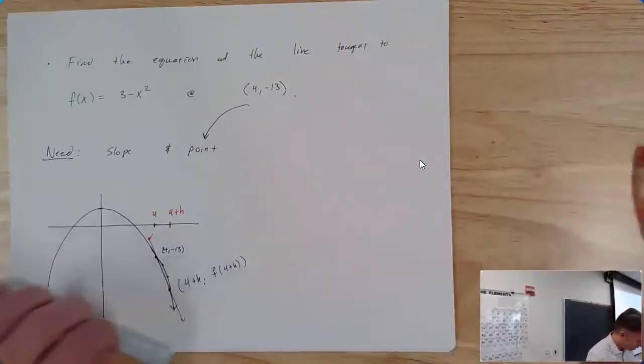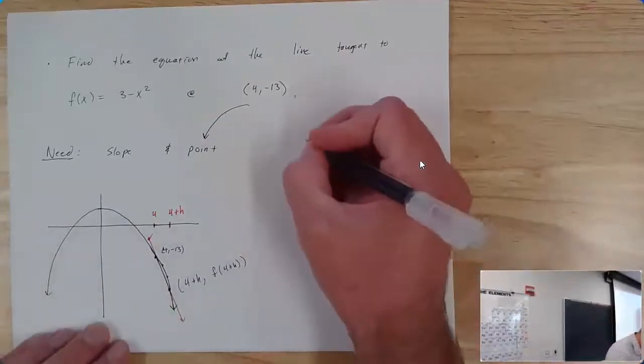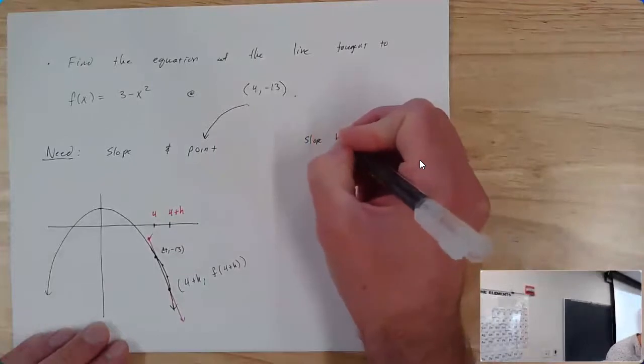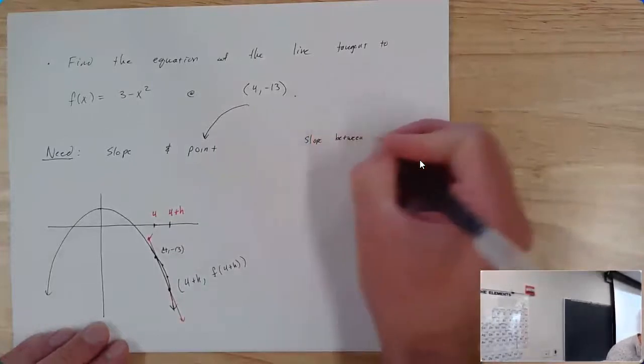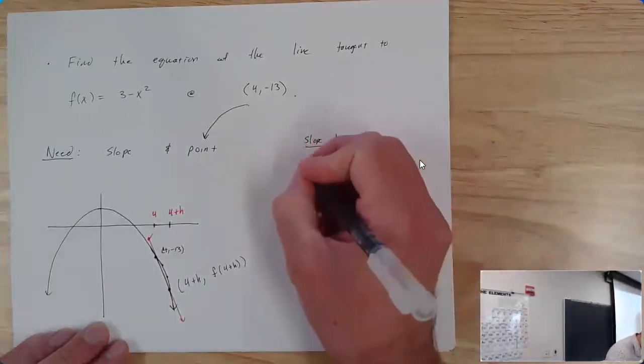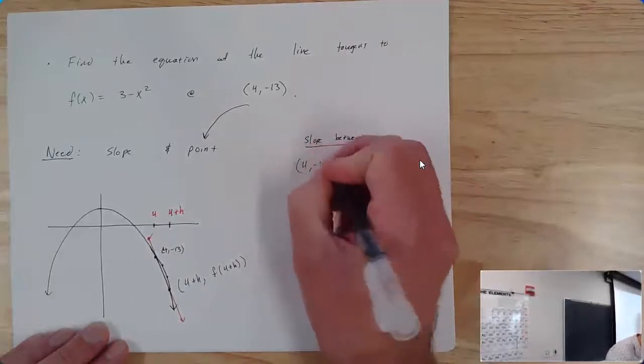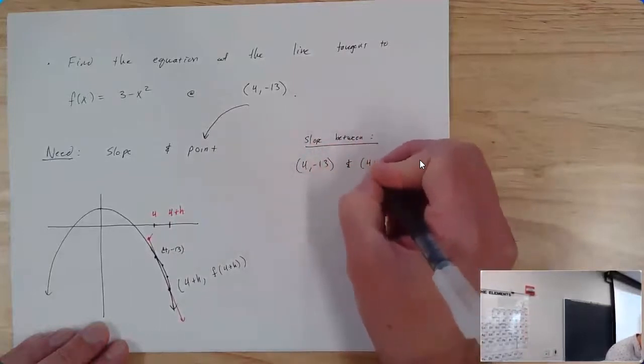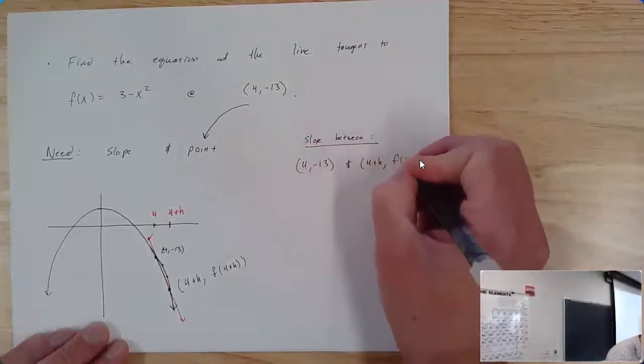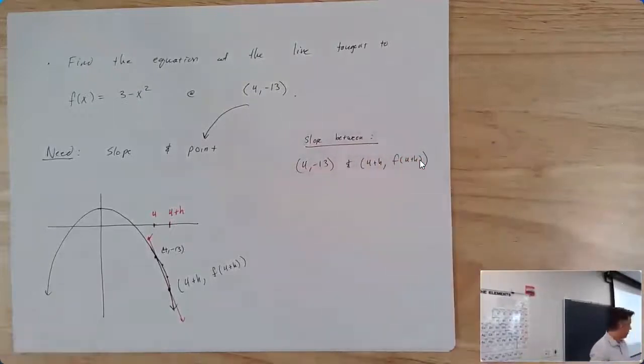We're first going to find the slope between two points on the graph, 4 comma negative 13 and 4 plus h comma f of 4 plus h. Just to make writing it not too terrible.